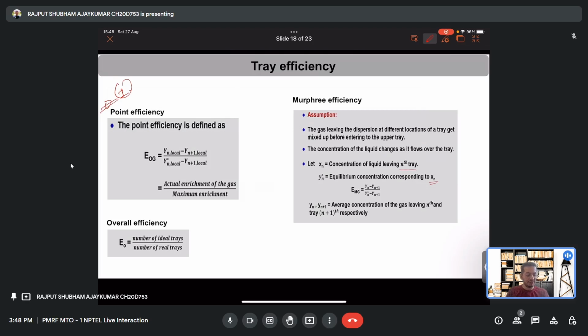So they have different formulas which I've already mentioned here. Point efficiency is given by E_OG, and E_MG is the Murphy point efficiency.